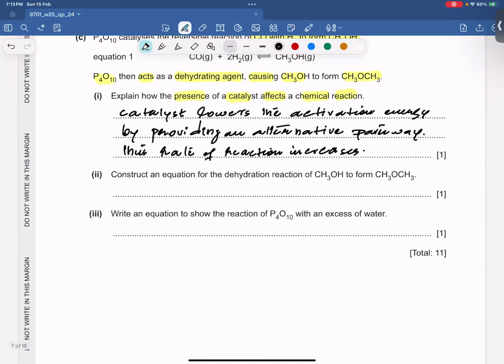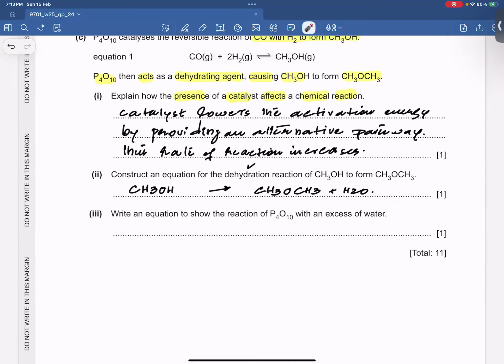Construct an equation for the dehydration reaction of methanol to form dimethyl ether. So it's CH3OH converting into CH3OCH3, and dehydration means loss of water. So I'm going to write H2O also. So we have 2 methyl, so we need to put 2 here. So how many hydrogen atoms here? 1, 2, and 1 oxygen. 2 hydrogen and 1 oxygen give you water, and the remaining 2 methyl and 1 oxygen gives you dimethyl ether or methoxymethane.